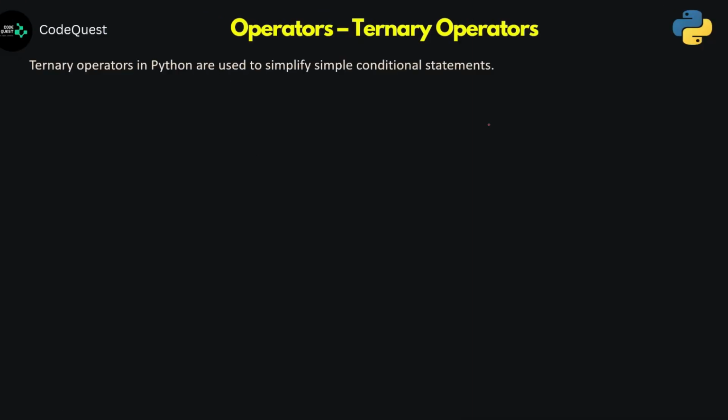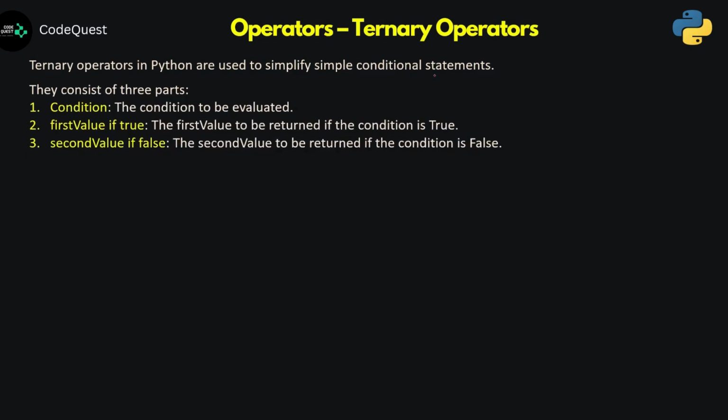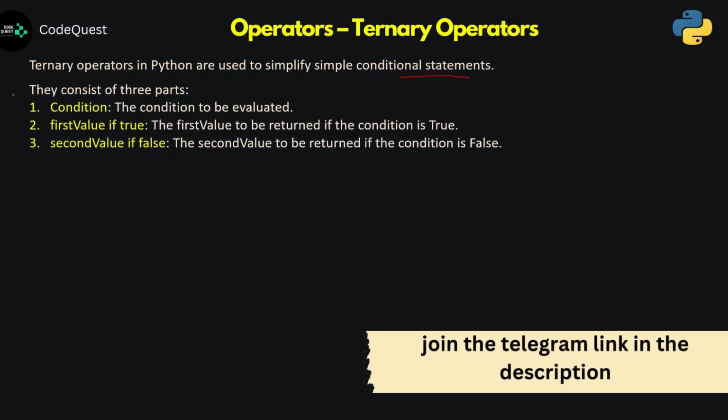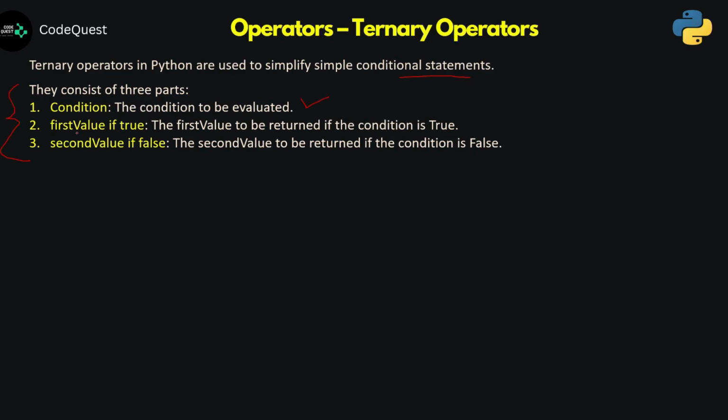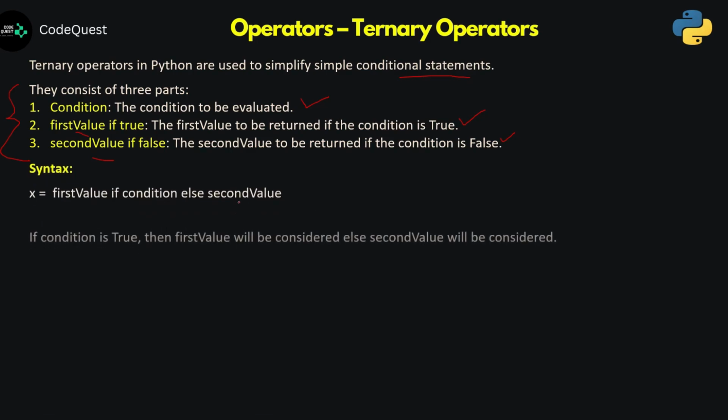Now, ternary operators are basically used to simplify the simple conditional statements, and they consist of three parts. First one is the condition which we want to evaluate, and the first value, this will return when the condition is tested true. Second value, which is going to return when the condition is false. Now see the syntax here.